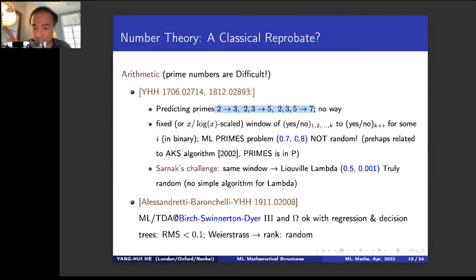Perhaps the more interesting one is the next one, which is Sarnak's challenge. Sarnak, of course, is a real card-carrying analytic number theorist, and he thinks that if anybody can predict the Liouville lambda function over the integers, that would be truly spectacular. And of course, he made this statement years ago. So the Liouville lambda is just, I will scale it a bit.